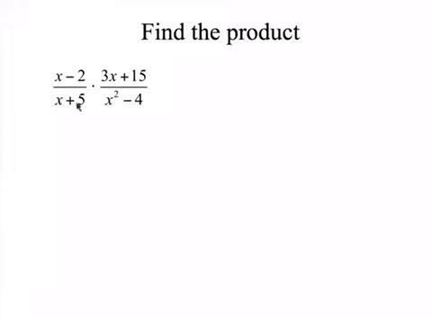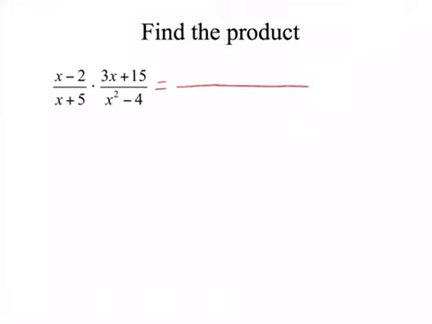So we want to find the product of these two rational expressions. To do that, we're just going to multiply straight across, and we need to factor each piece as we do this. So when we multiply straight across and factor the pieces that can be factored, actually, let's make one big fraction for everything.